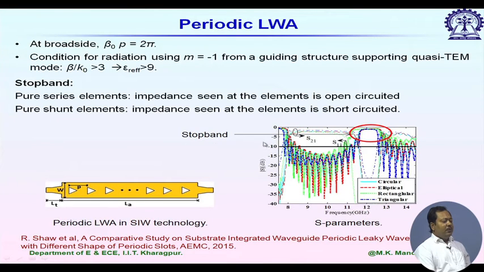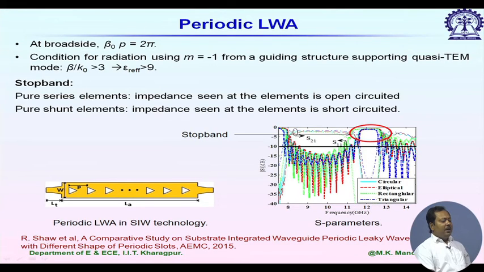Now, look at the input impedance plot. If I follow any one of these lines, let us say this red line, which is for the elliptical shape of the slot, at 8 gigahertz this beam will appear to my left, because I am feeding from the left hand side, where theta m is approximately minus 90 degrees. This is for m equal to minus 1.